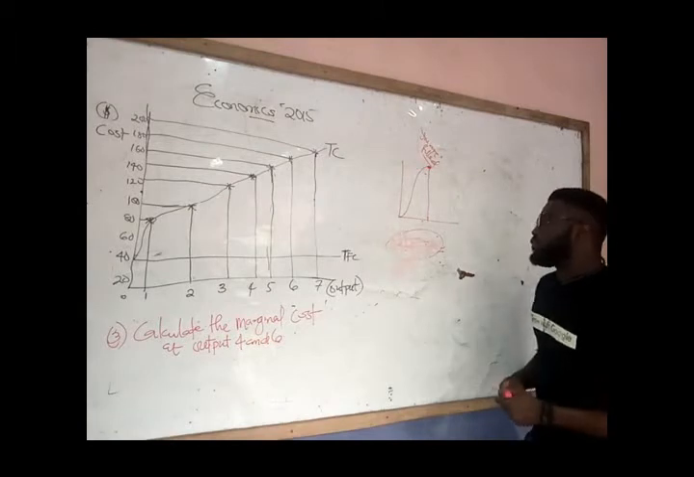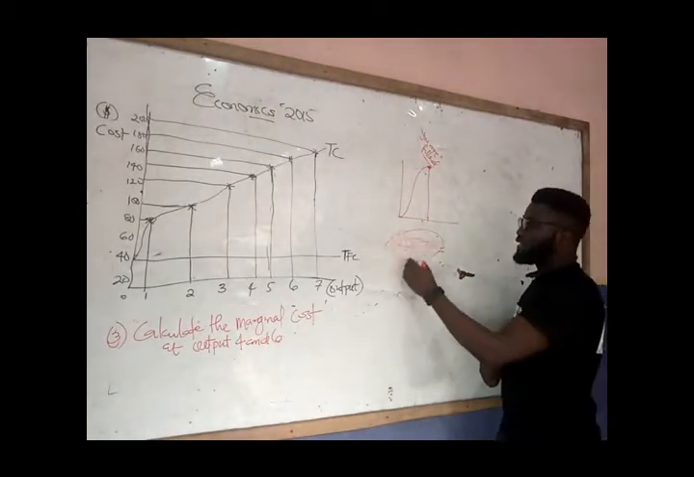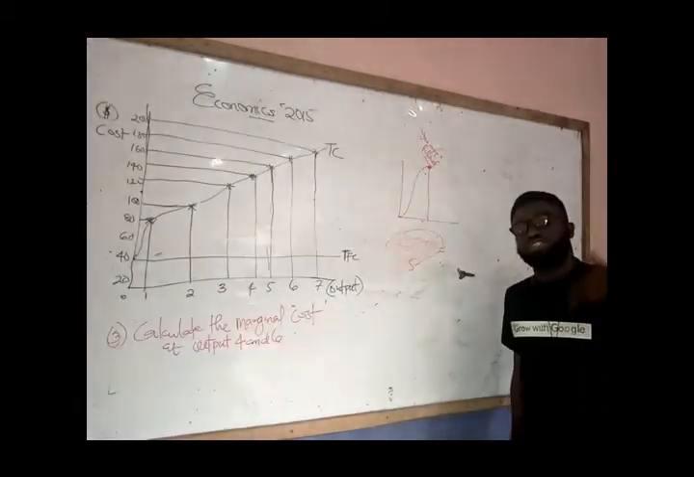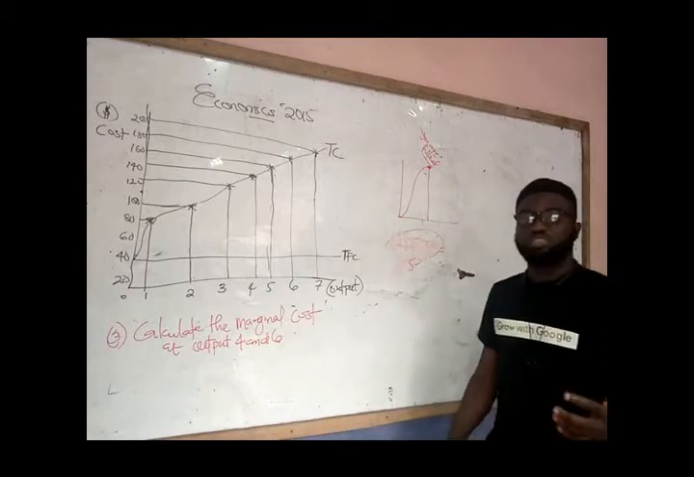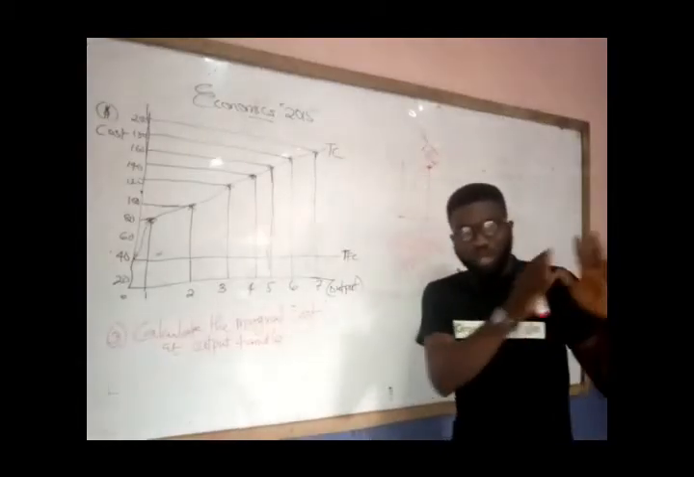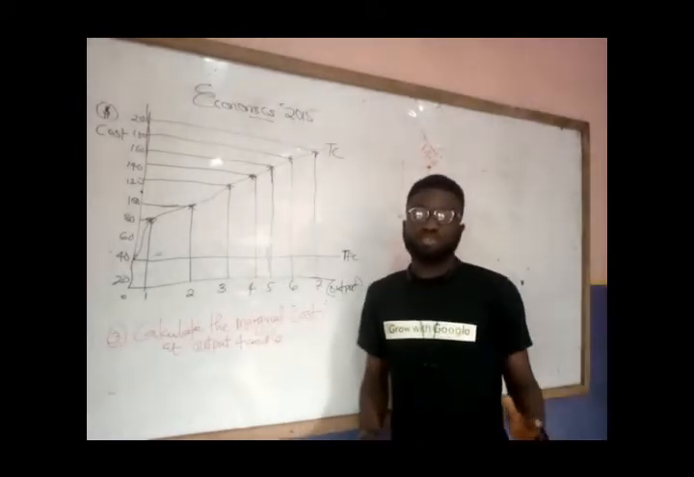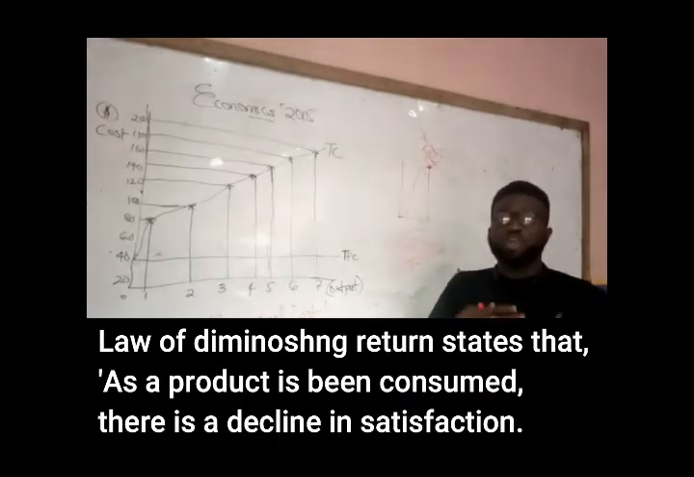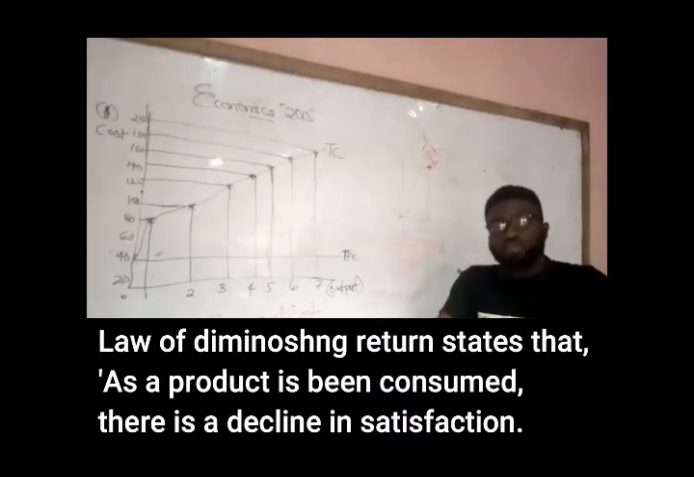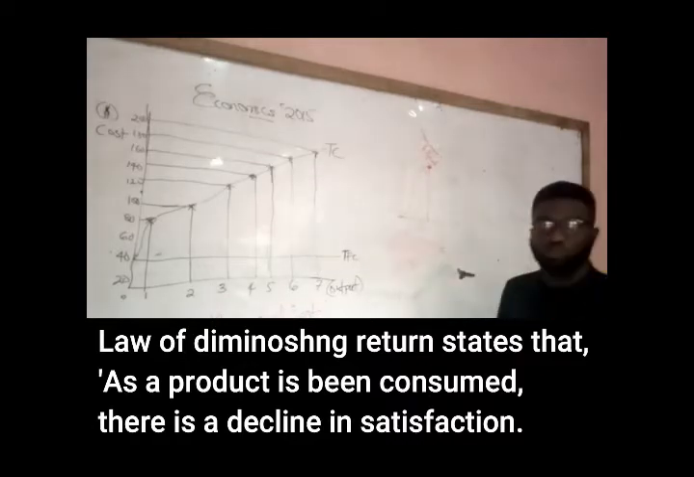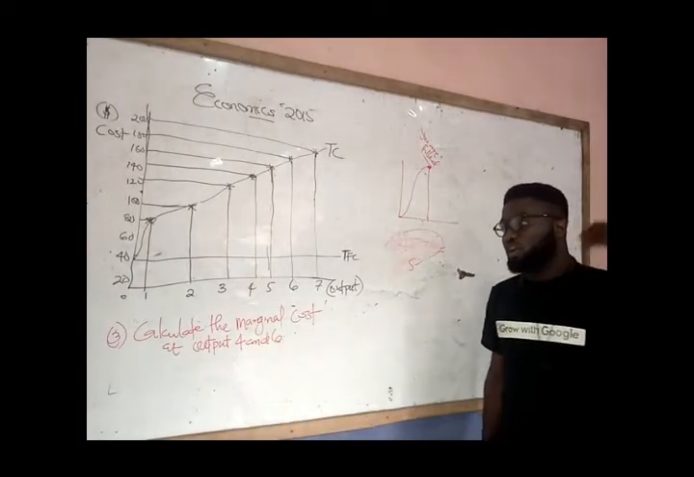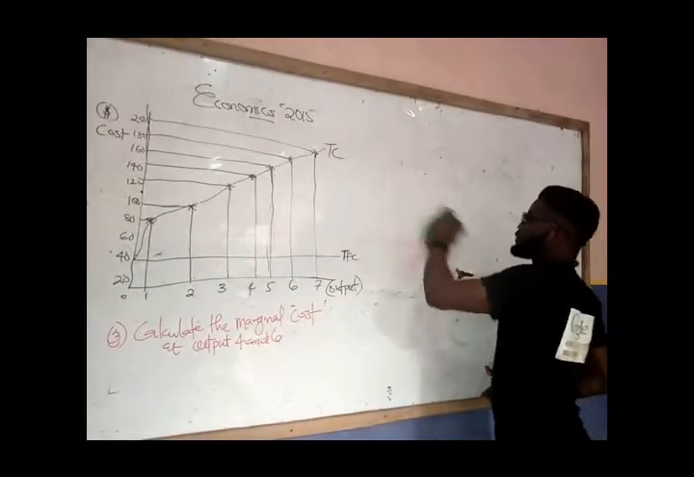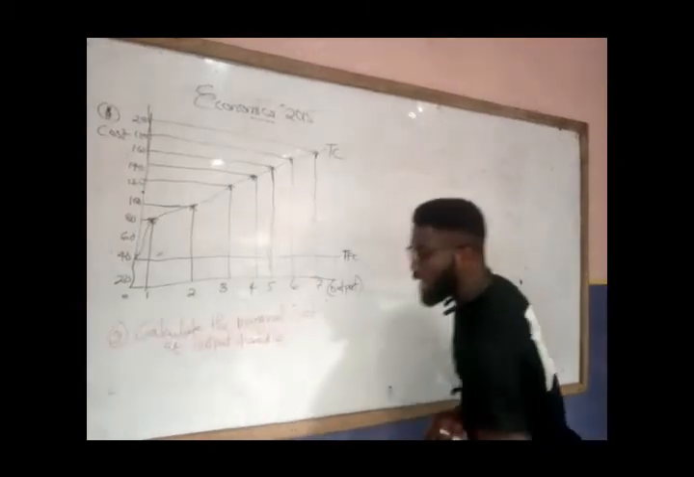So now, by the time you've taken the fourth plate, when you take the fifth plate, you started vomiting. That is called marginal diminishing return. And I'm sure you should know what the law of marginal diminishing return states. It states that as more and more of a particular product is being consumed, satisfaction will get to a point where there will be a decline in satisfaction, as a result of the further intake of that particular product. So now, I have explained what marginal cost is.